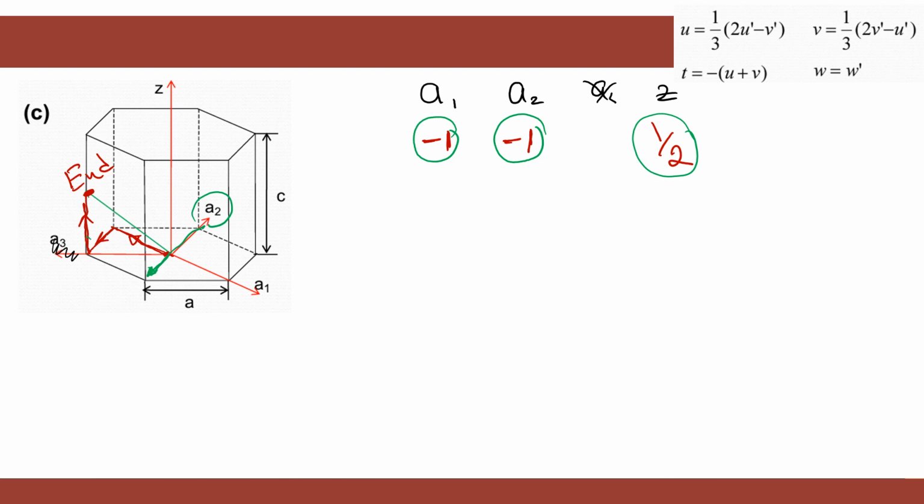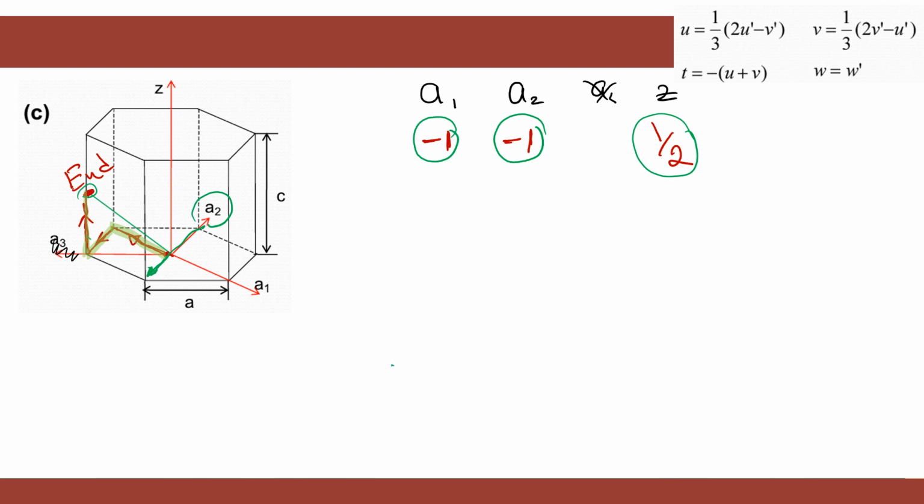So to reach this end point, I have to go -1 along the A1. So I'm drawing these points. See, -1 along the A1, -1 along the A2, and half along the C, and I'm reaching the end. Do you agree with that? Now what we need to do? We need to get rid of the half. So how do we get rid of the half?